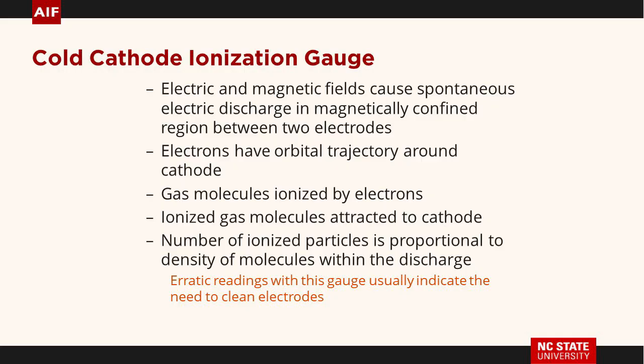So electrons have orbital trajectory. That's the reason for the magnet. The ionized gas molecules are attracted to the cathode. The number of ionized molecules is proportional to how many molecules you've got. Erratic readings with this gauge usually indicate you need to clean the electrodes.